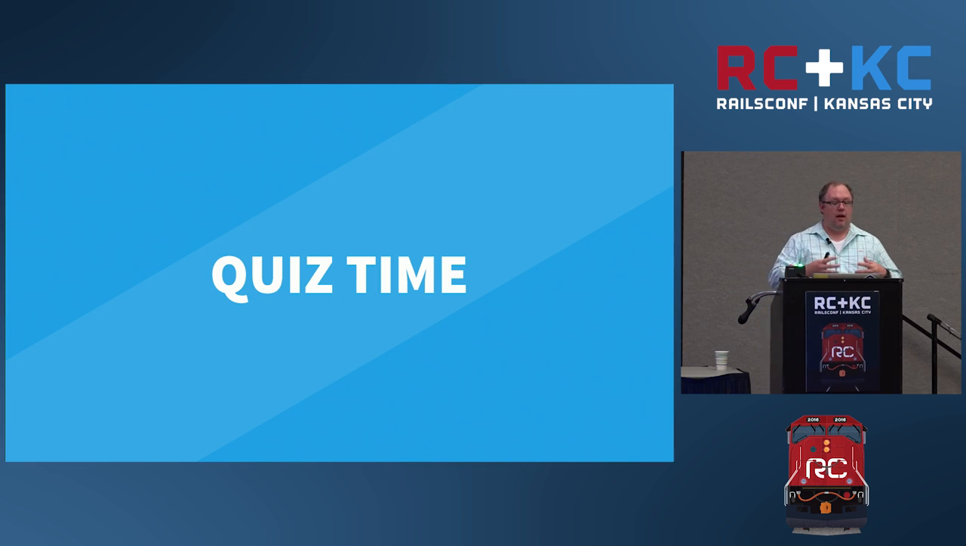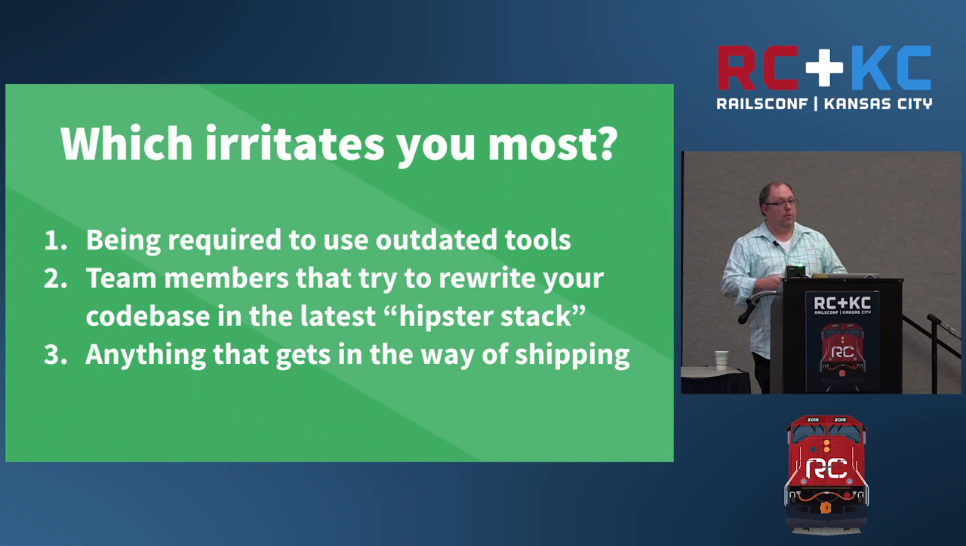And that's how these three archetypes play out in a successful community. Everyone has all three internally in this big soupy mess, but one is typically dominant. So let's push through a little quiz, like our little Cosmo quiz here. Which irritates you the most? Being required to use outdated tools? Team members that try to rewrite everything in the hipster stack? Or anything that just gets in the way of shipping?